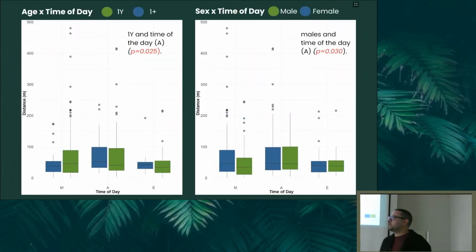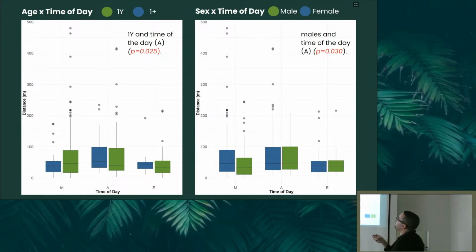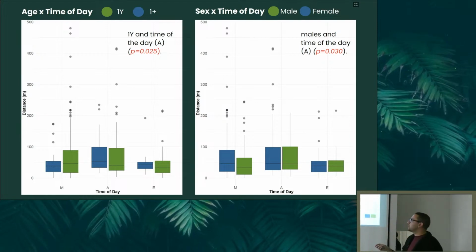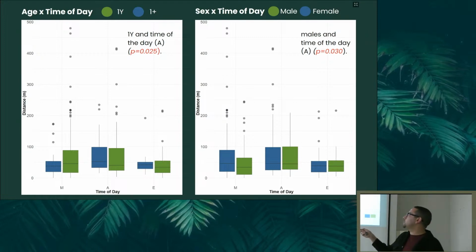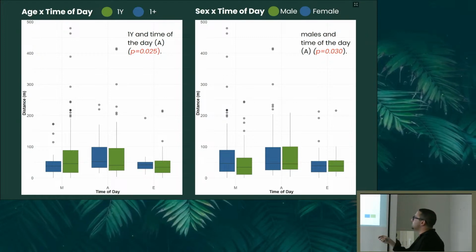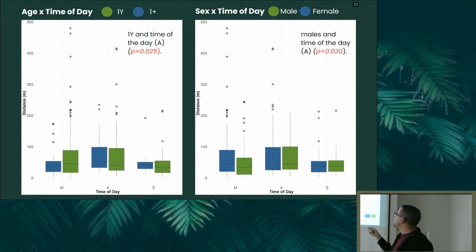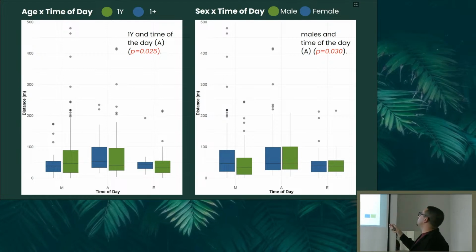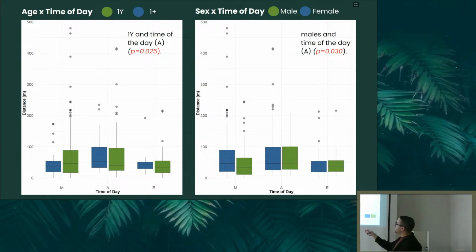But when we included some interactions, now with age and sex again, by checking whether blackbirds move differently across times of the day, morning, afternoon, evening, we found that younger birds displayed greater distances moved in the afternoon session. And similarly, taking into account sex, males were the ones, again, moving the most in the afternoon session.